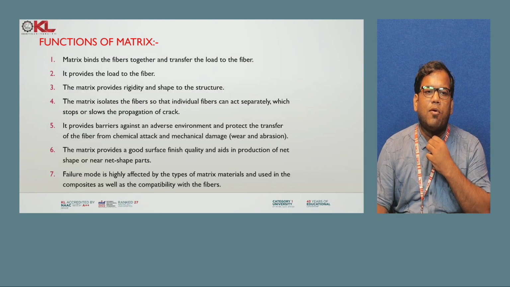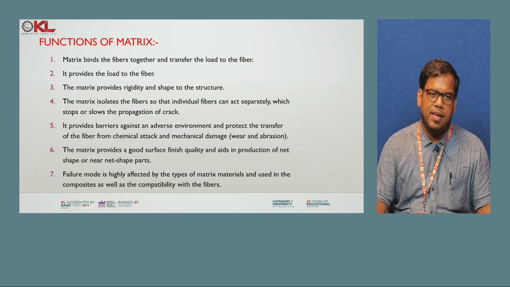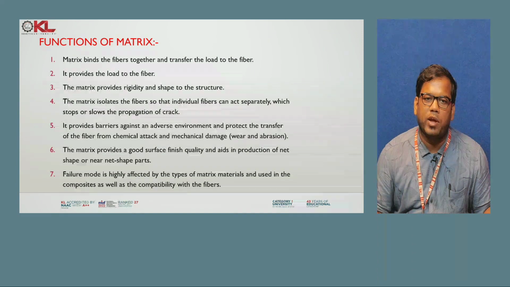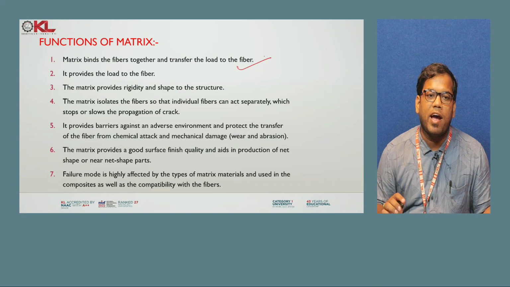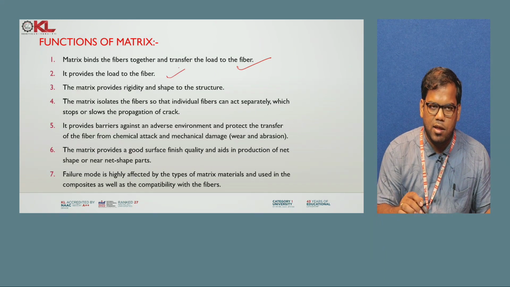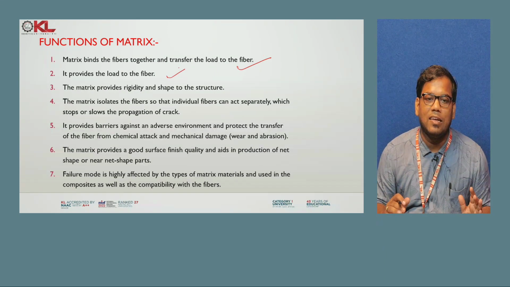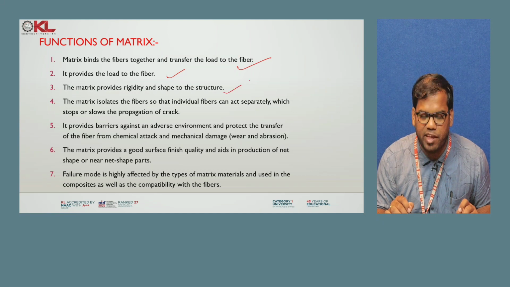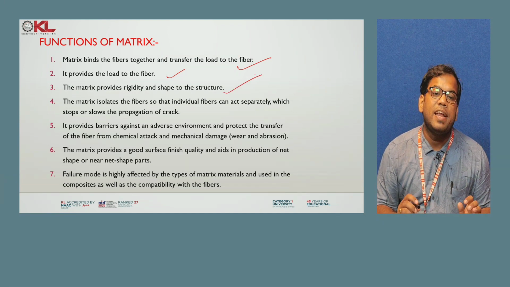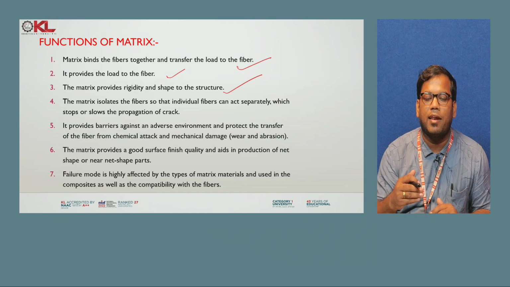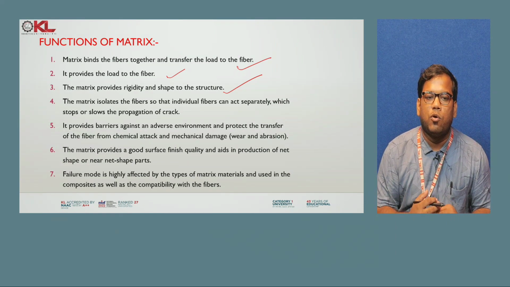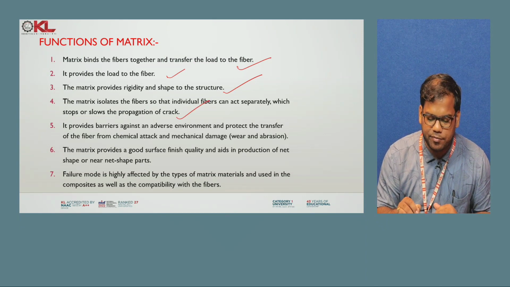We will see what are the functions of the matrix. The matrix binds the fibers together and transfers the load to the fiber. The matrix provides the rigidity, or the final shape or net shape, to the structure. The matrix isolates the fibers so that individual fibers can act separately, which stops or slows the propagation of cracks.